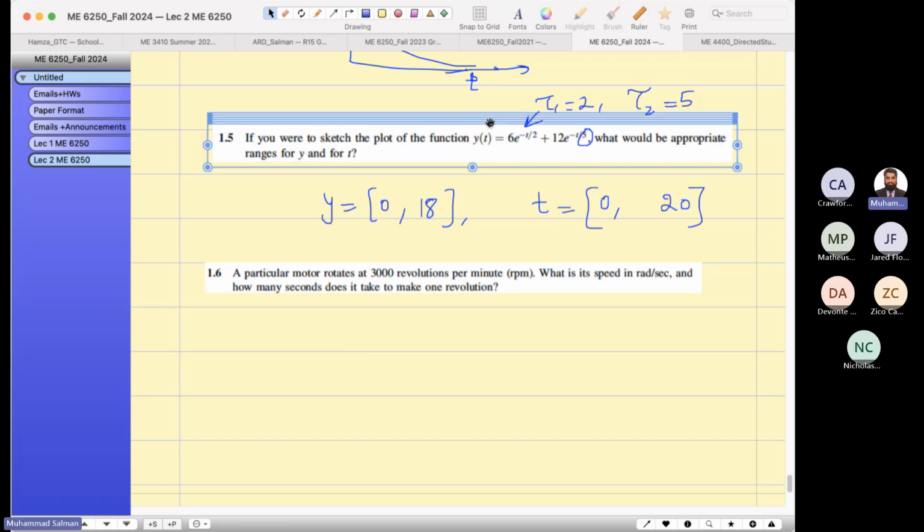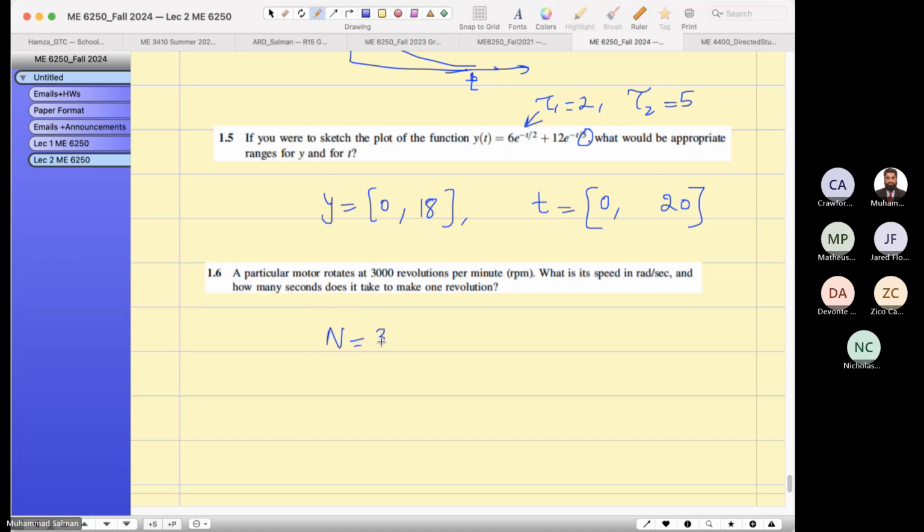A particular motor rotates at 3000 RPM. So number of revolutions for this motor, 3000 RPM. What is the speed in radians per second? So omega equals 2 pi n. This is in radians per minute, but divided by 60 gives you radians per second.